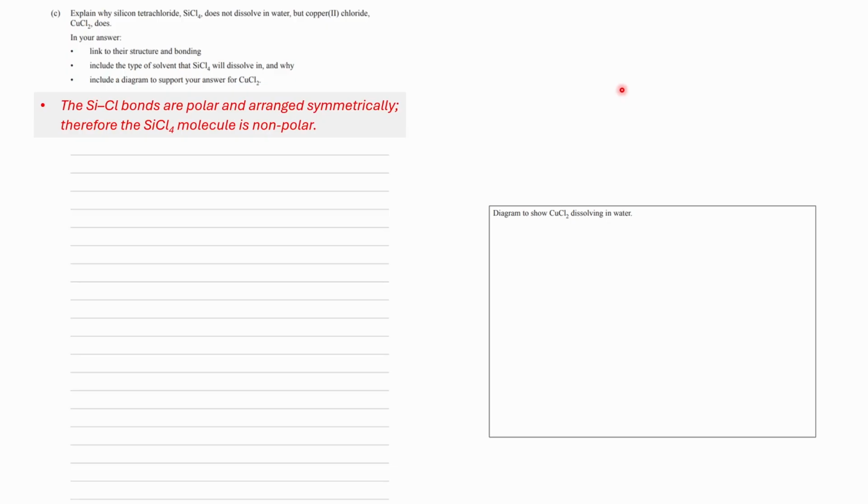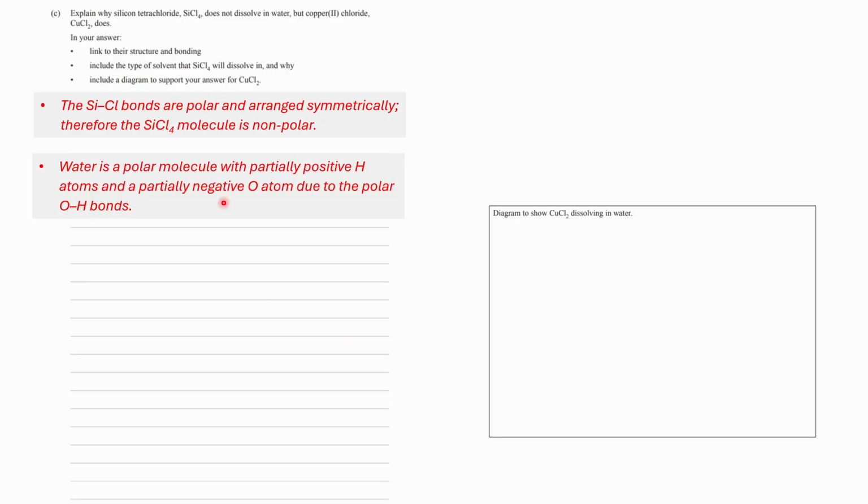So in the first instance, the silicon chloride bonds are polar and arranged symmetrically. Therefore, the silicon chloride molecule is nonpolar. Now, we don't need to go into that detail, but if you knew that silicon chloride was nonpolar, well, good on you. That's what you should have said. Okay. Water is a polar molecule. This is really important because water is usually the one we talk about the most, with a partially positive hydrogen atom and a partially negative oxygen atom. You could say slightly instead, due to the polarity of the oxygen-hydrogen bonds. So water is a polar molecule, but the silicon chloride molecule is nonpolar.